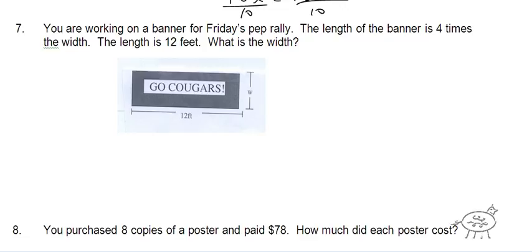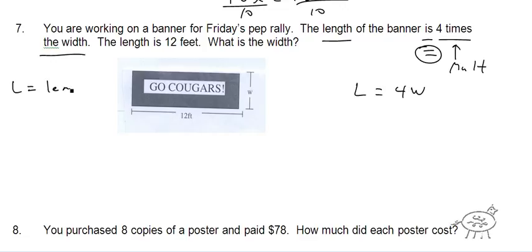You're working on a banner for Friday's pep rally. The length of the banner is 4 times the width. All right, so here we got, this is actually kind of 2 variables here. Length is 4 times the width. So the word is means equals, and times, of course, is multiplication. So length is 4W. Okay, so L is length, and W is width. All right, so this is the equation.